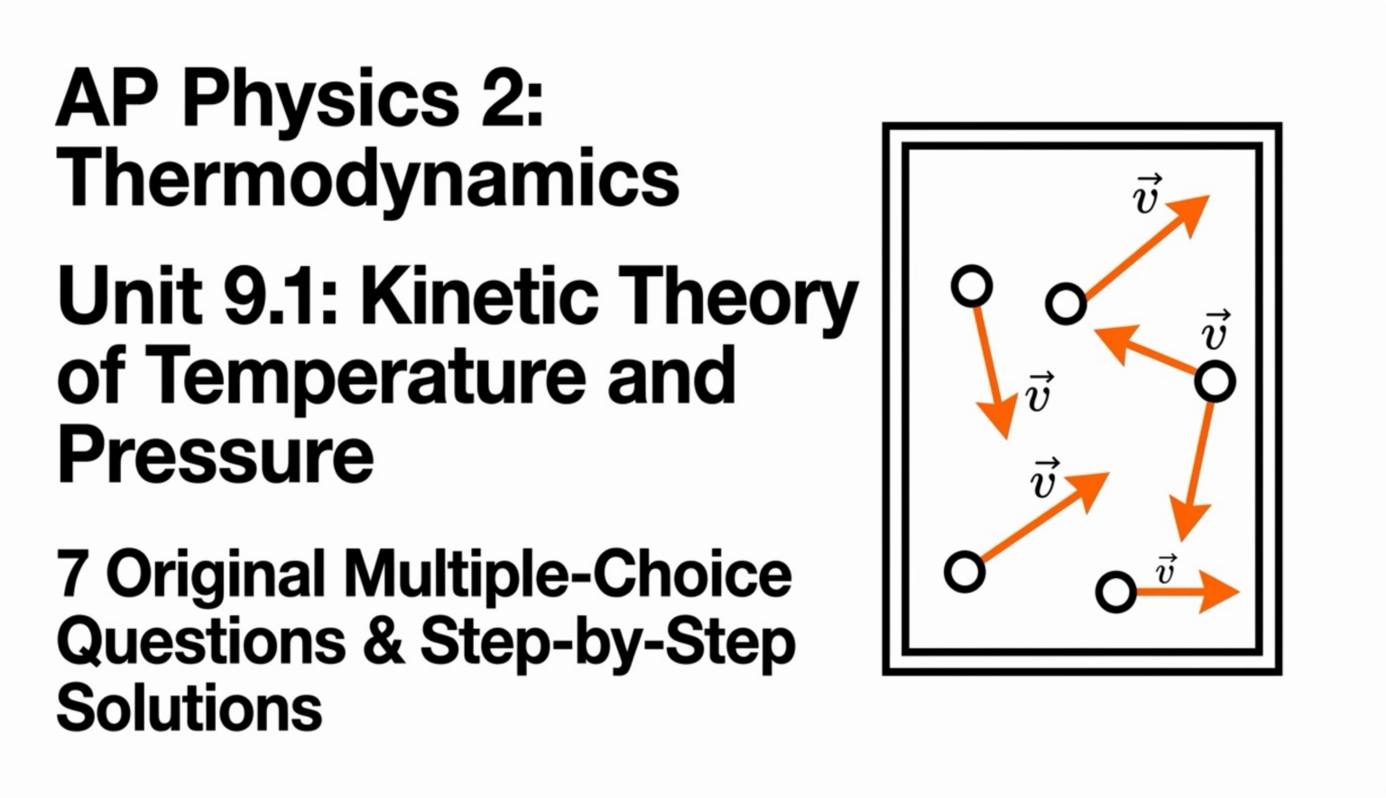Welcome. Today, AP Physics 2, Unit 9.1, the kinetic theory of temperature and pressure. 7 multiple choice questions. But the goal isn't really the answers. The goal is to see why gases behave the way they do. From the inside out, let's go.